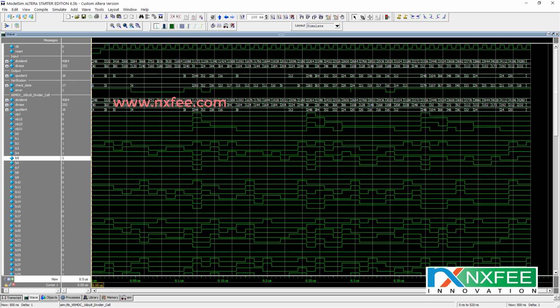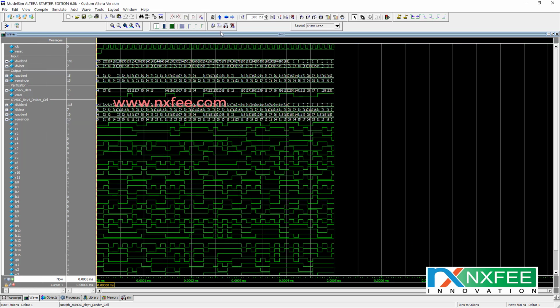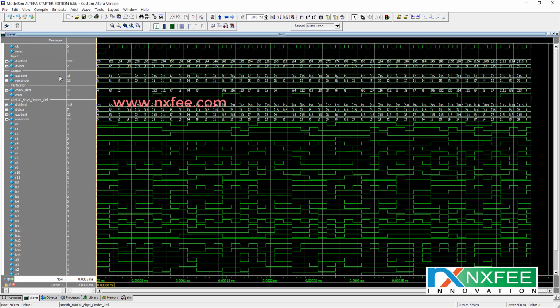This is a simulation for the approximate subtraction divider cell 8 by 4 architecture. Here you can check the dividend and the divisor. The same method we have developed in the ExOR-MDC. So this is the ExOR-MDC divider cell architecture.